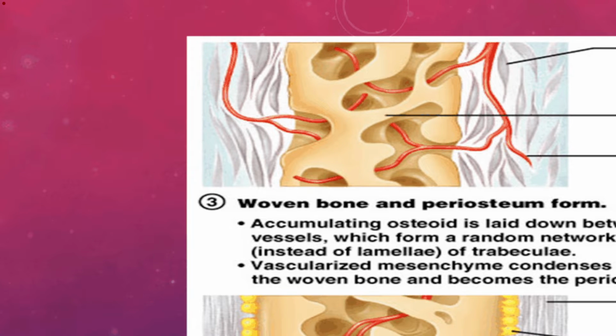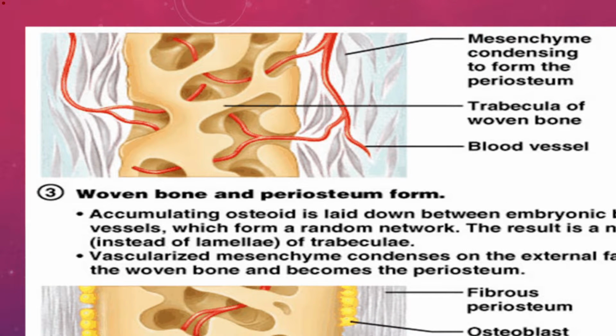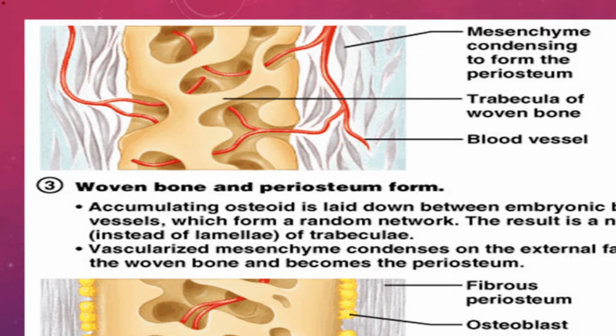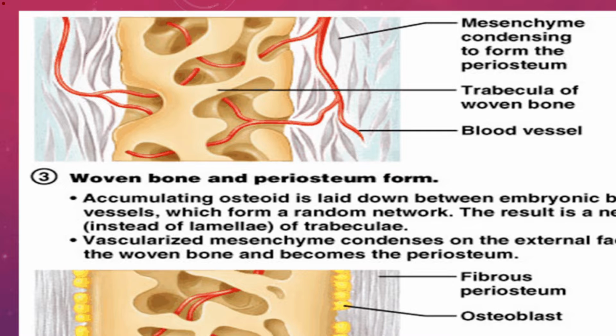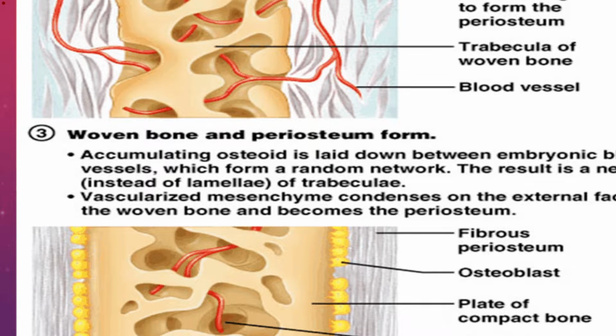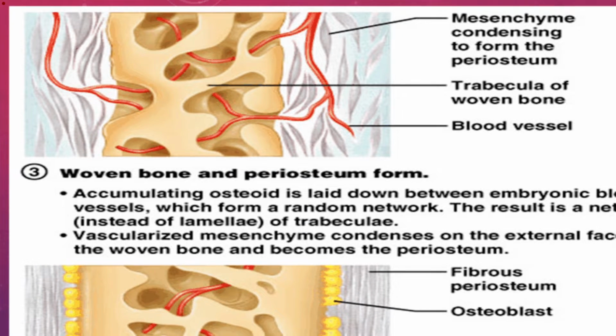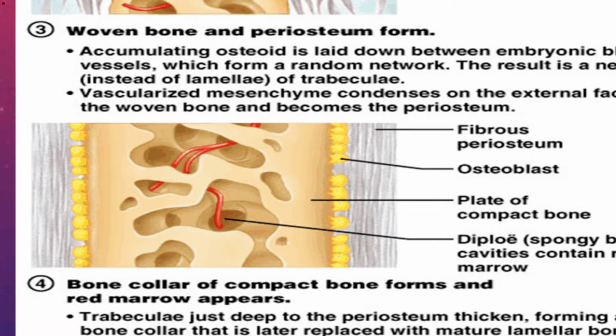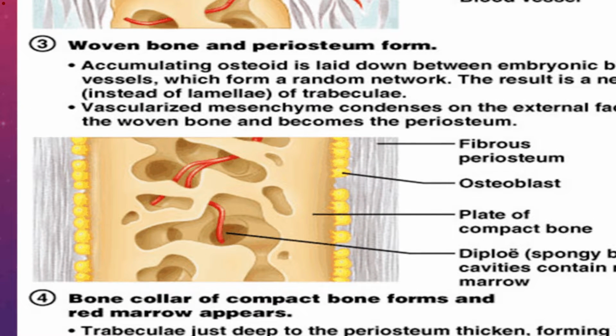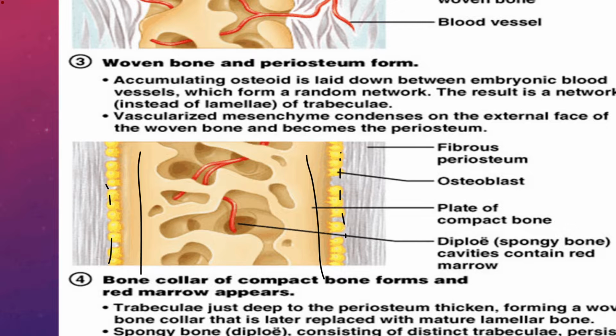And then here is where bone starts to lay down around the blood vessels. And so then that is where we get this woven kind of matrix. And then we get some periosteum forming around the outside. And we get the compact bone here on the outside. So then you still have your osteoblast here laying down bone on the surface. Let's go back through that.